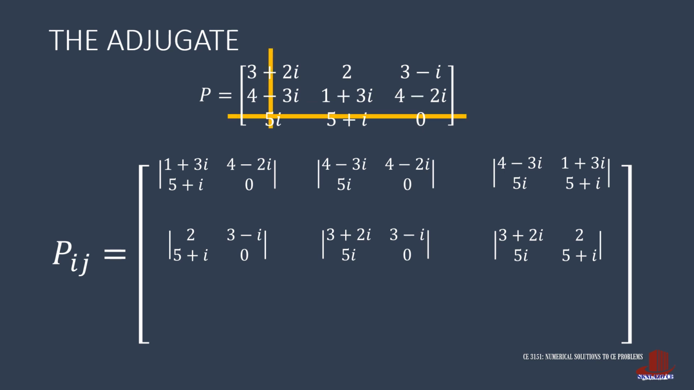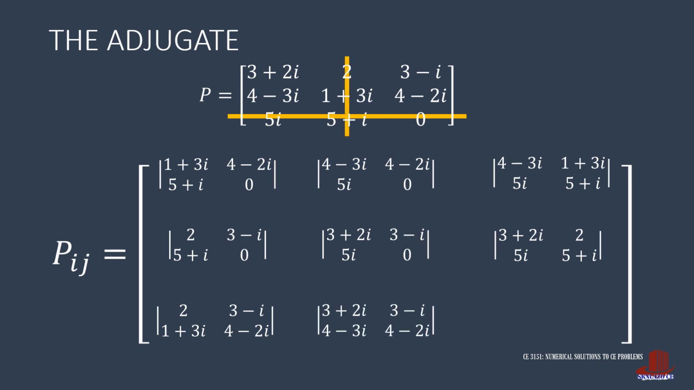For the third row, start on the left element's minors as 2 and 1 plus 3i, with 3 minus i and 4 minus 2i. Element 3, 2 has minors of 3 plus 2i and 4 minus 3i, with 3 less i and 4 minus 2i. Then the last element to complete the minors matrix is taken by covering the third row and third column, having 3 plus 2i and 4 minus 3i, with 2 and 1 plus 3i.